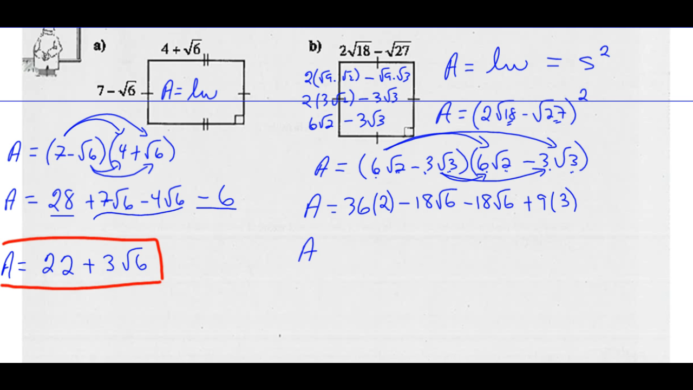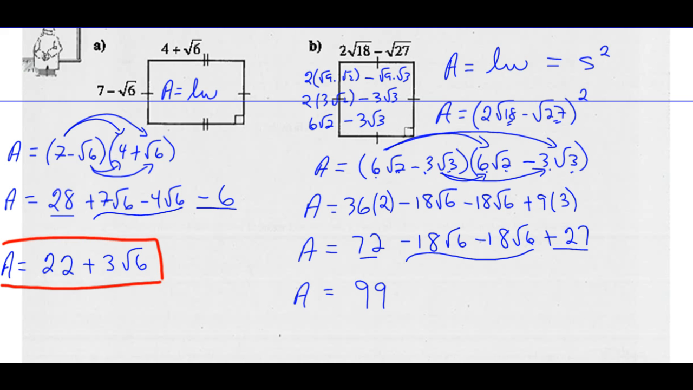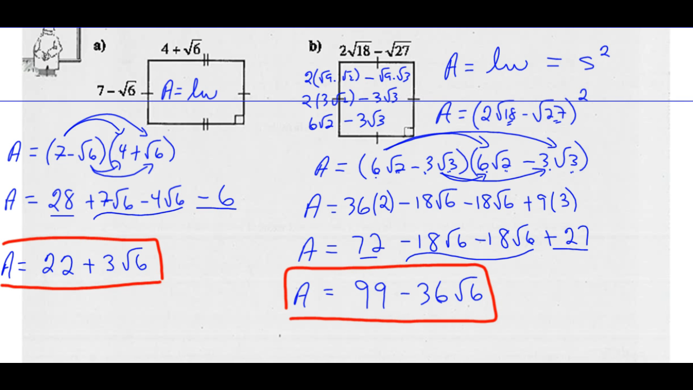Let's simplify what we've got here. 36 times 2 is 72. Minus 18 radical 6 minus 18 radical 6 plus 9 times 3 is 27. And now let's combine like terms. So the area should equal 72 plus 27 is 99. And negative 18 root 6 minus 18 root 6 is negative 36 root 6. Those are two like terms. So there's the area of our second square.